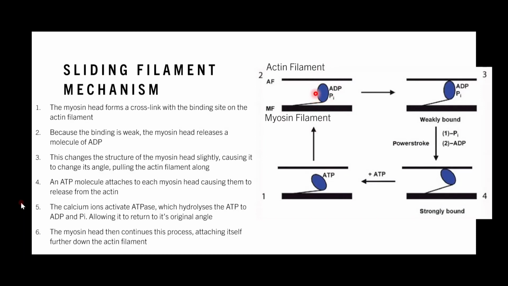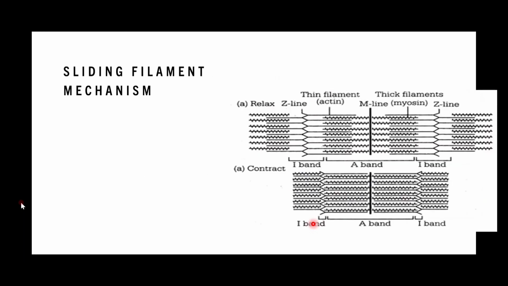The myosin head then can continue this process of binding, releasing ADP, changing the angle and pulling up the actin filament, and then releasing and continuing. So this allows it to pull itself further up the actin filament.